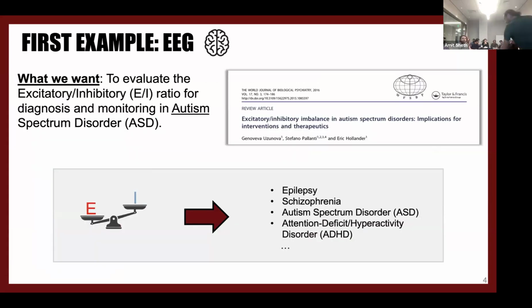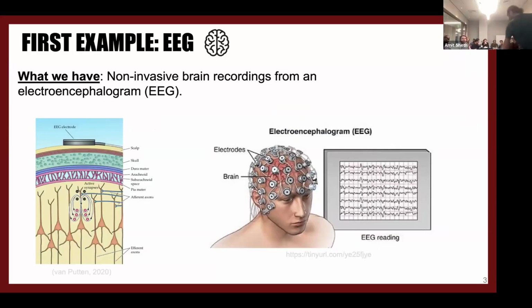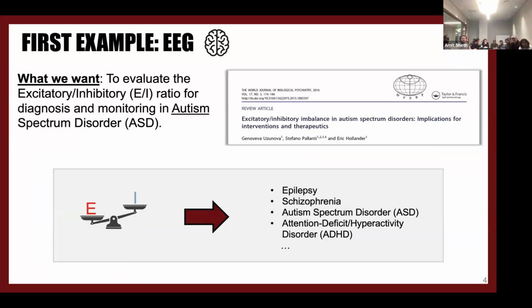Okay, so that was what we have, right? That's the EEG. What we want. So for my specific use case here, I want to evaluate something that is called the excitatory-inhibitory ratio. I'll just call it EI ratio from now on.